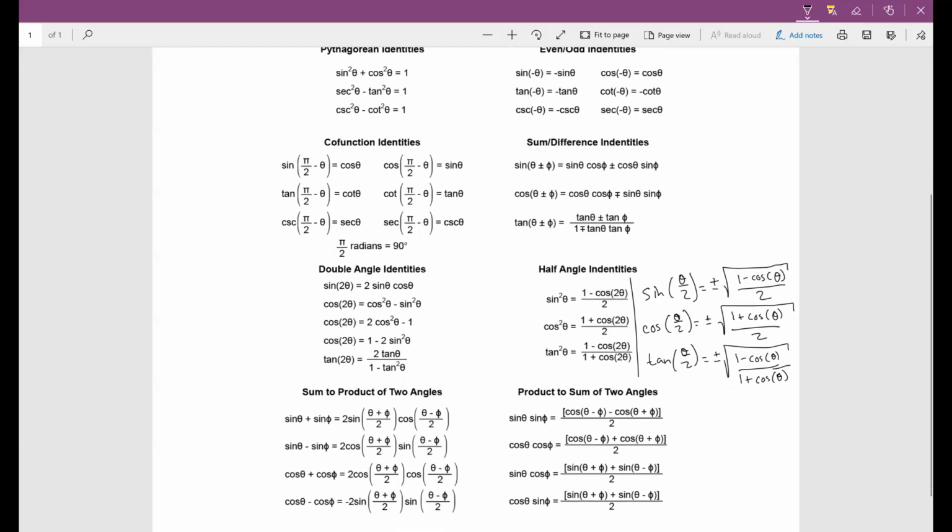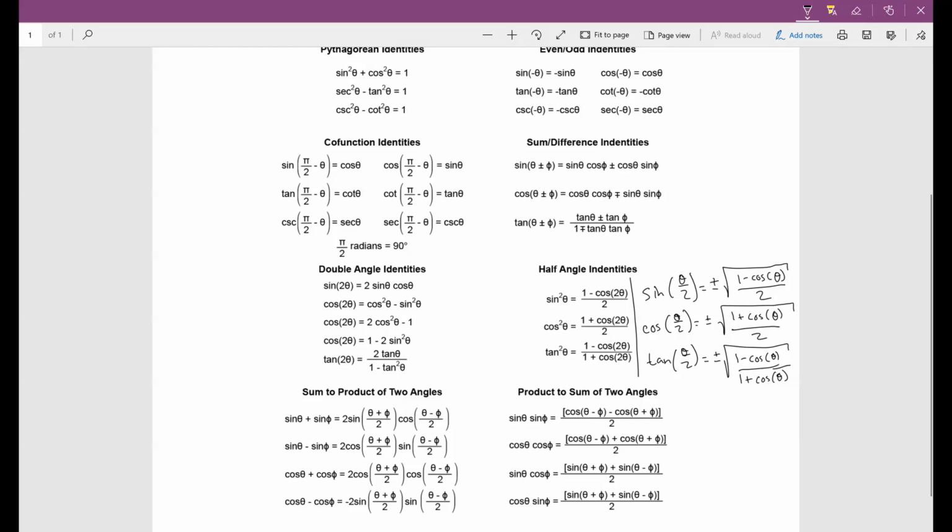You also have the cofunction identities. Basically, if I move one of the trigonometric functions by pi over 2 and flip it around the x-axis, then you get another trig function. Sine and cosine are cofunctions. Tangent and cotangent are cofunctions. Cosecant and secant are also cofunctions. That shouldn't come as a surprise because if you look at the graphs, you can just flip them and see that they're actually the same.